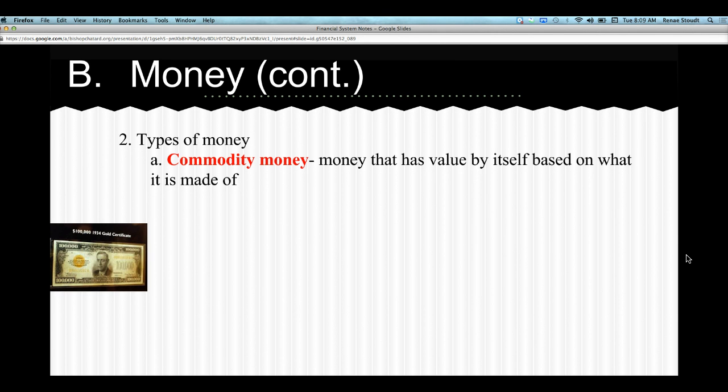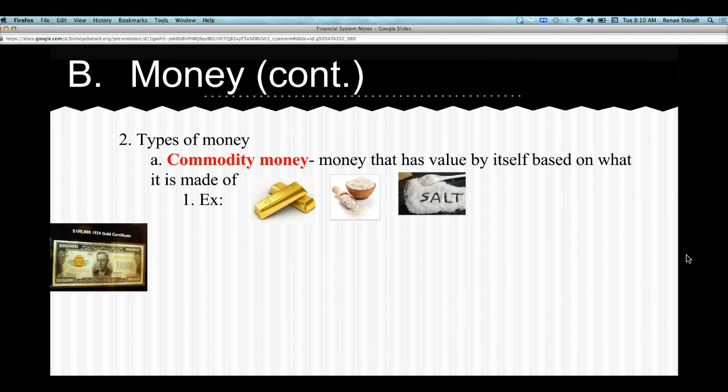Okay, so commodity money has value based on what it's made of. So can you think of something that has value because of what it's made of? Gold. Okay, gold is an example of commodity money. Silver, obviously. I don't have a picture of silver. Rice. Rice has been used as money. Salt. You're right. Salt has also been used as money.